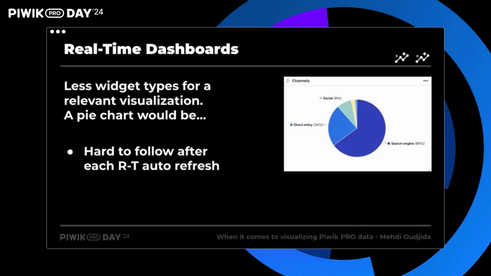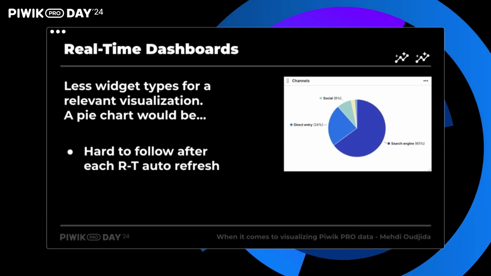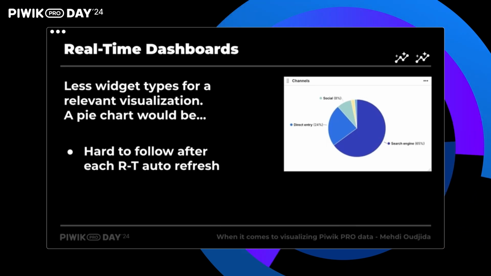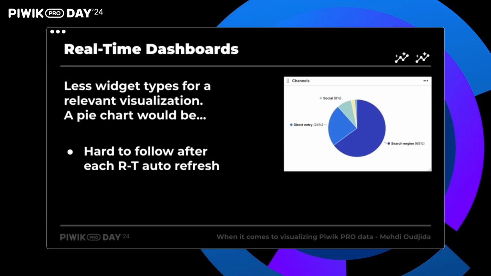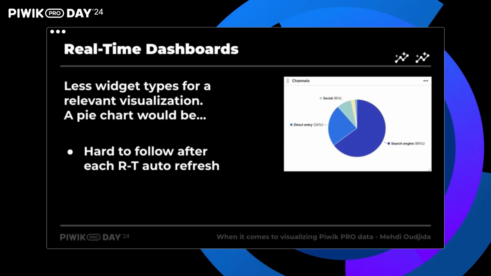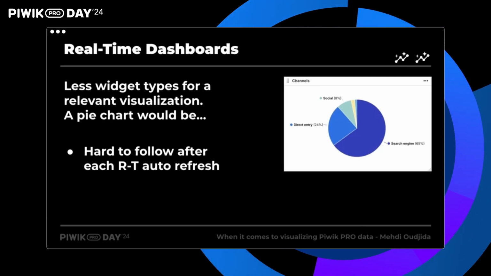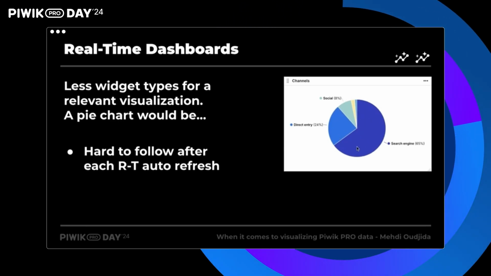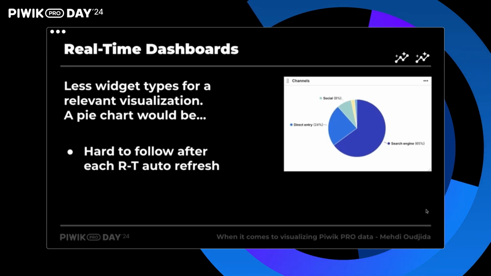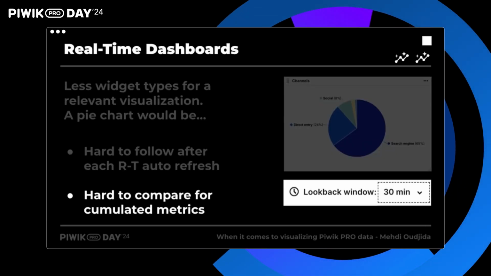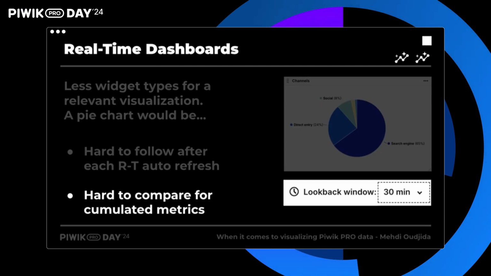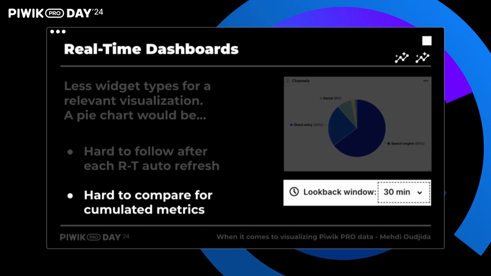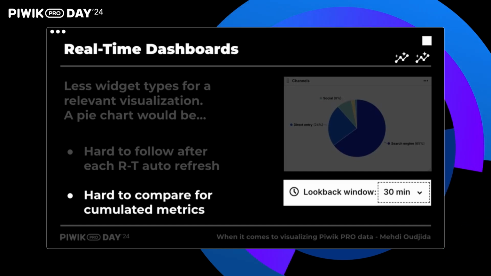But for real-time dashboards, in my opinion, it's not recommended at all because it is hard to follow visually the change after each real-time auto refresh. One of the limitations of a chart based exclusively on shares visualization is that we can just follow the shares, and it's really complicated. And the other thing is that real-time dashboards are cumulated metrics based on the look-back window, not something that's going to be very relevant for pie charts.